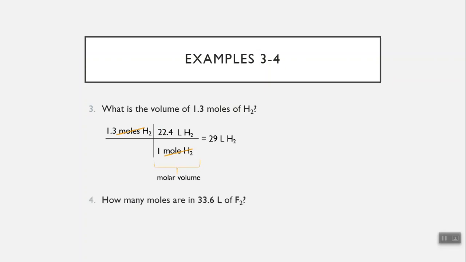Okay, you try number 4. Go ahead and set it up. It is very similar to our previous problem. Okay, you're going to start with 33.6 liters. Bring that down. We're trying to find moles of fluorine. And when you're ready, go ahead and unpause to find the answer. And you should have gotten 1.50 moles of fluorine gas.